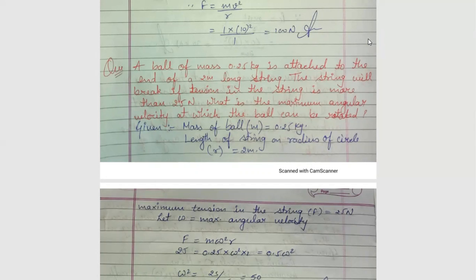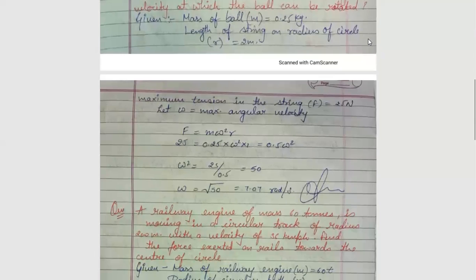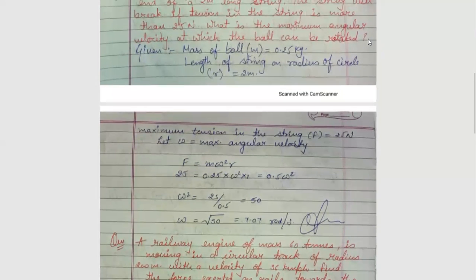So the mass of ball is 0.25 kg. Length of string, or radius of circle, r is 2 meter. Maximum tension in the string F equals 25 Newton. Let omega equal the maximum angular velocity at which the ball can be rotated.